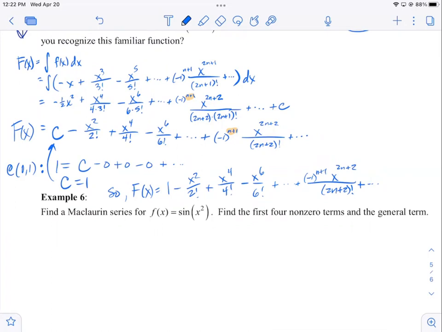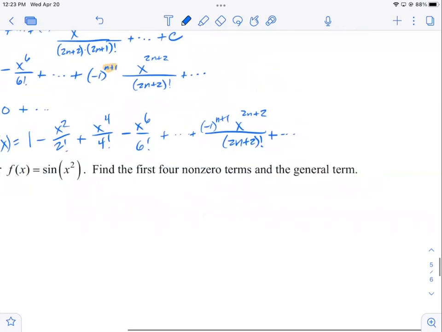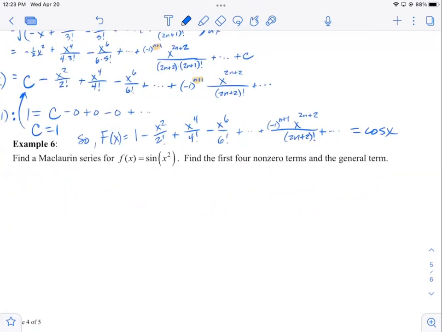But the follow-up question to this is, hey, do you recognize big F of x? It's cosine. Yes, this is cosine of x, right? Perfectly cosine. Now, is this the nth term that we memorized the other day for cosine? No, but does it work? Does it still capture the pattern? Yeah. We learned just x to the 2n over 2n quantity factorial, but plus 2 is not a big deal.